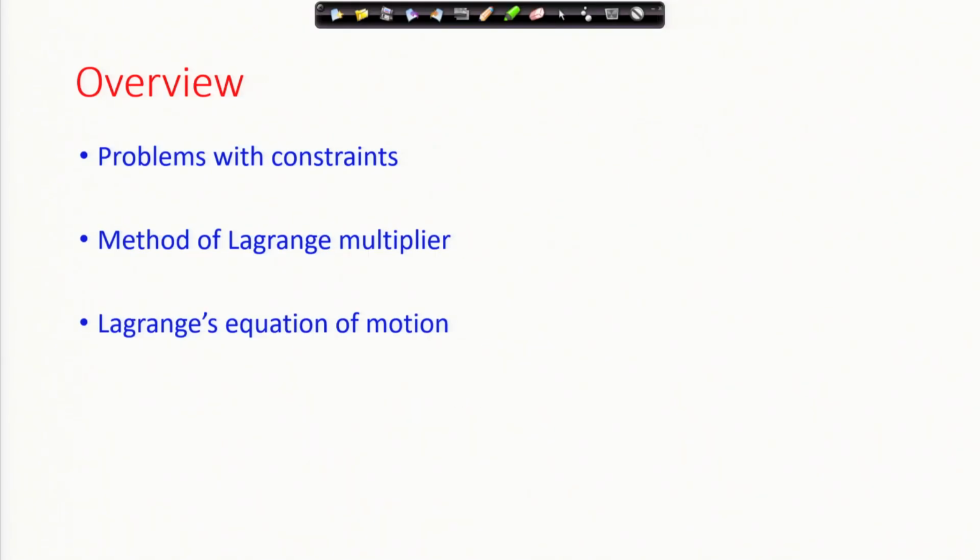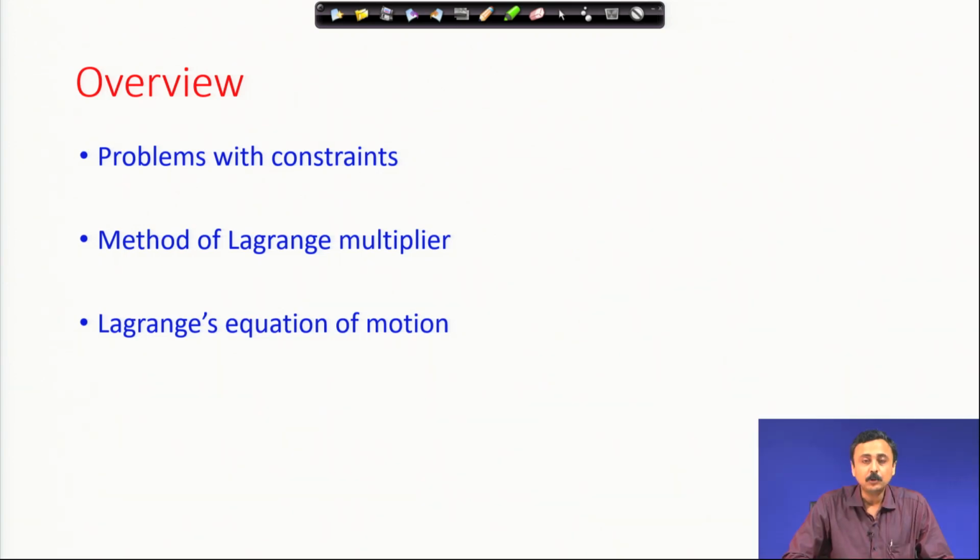In this lecture we are going to discuss systems with constraints. We will study problems with constraints which we have avoided till now. We are going to look at the method of Lagrange multipliers and derive the equation of motion in that scenario.